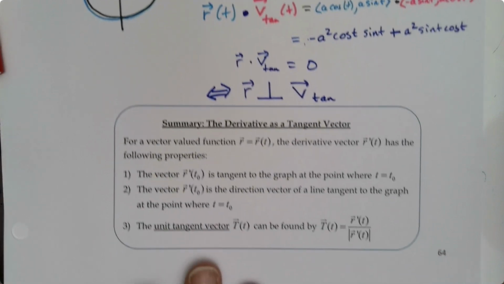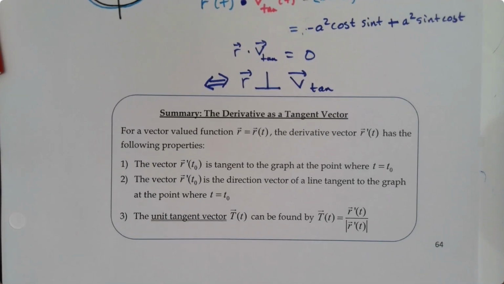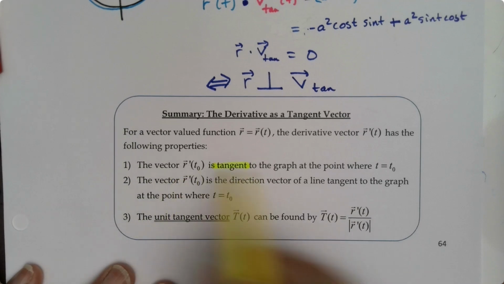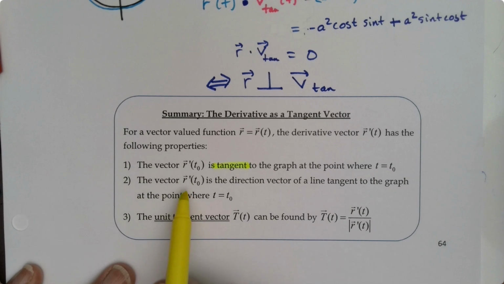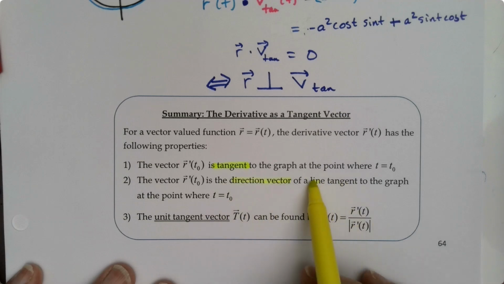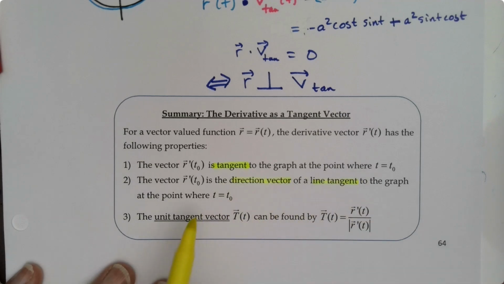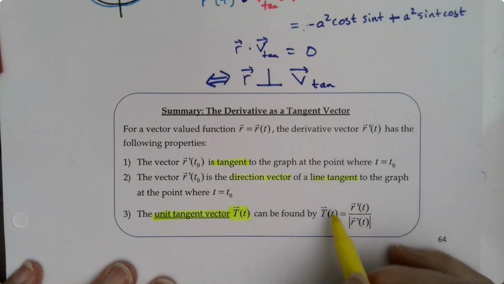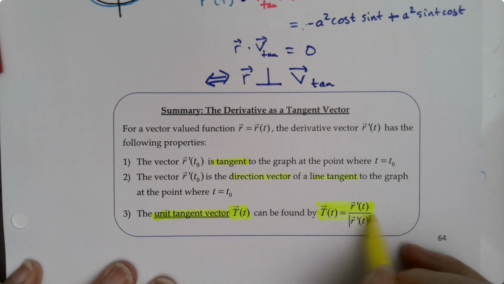All right, so let's put it all together. When we have a vector valued function r equals r of t, the derivative vector r prime has the following properties. The vector is tangent to the graph where t equals t sub 0, if you put in a specific value. The vector r prime is the direction vector of the tangent line to the graph at t sub 0. And most importantly, the unit tangent vector, which we abbreviate with a capital T, is r prime divided by the magnitude of r prime.